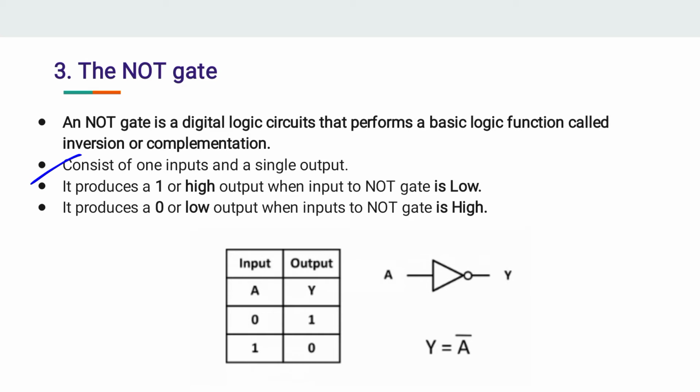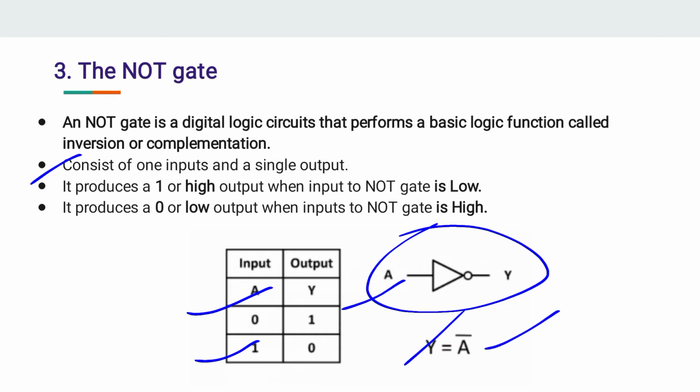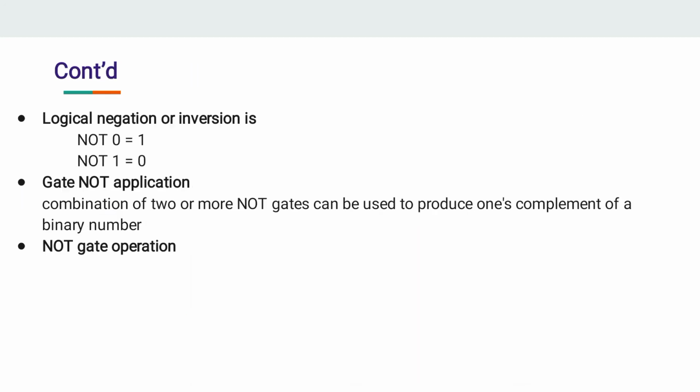So the truth table will tell that if the input is 0, the output is 1. If the input is 1, the output is 0. Nothing but whatever the input, the inversion of that input will be the output. So this is the logic symbol and this is the expression of the NOT gate. So next, the logic negation, or what we call negation or inversion or a complement of a particular input, that is not 0 is equal to 1, that is a complement of 0 is 1 or complement of 1 is equal to 0. So this is a possible output of the NOT gate.